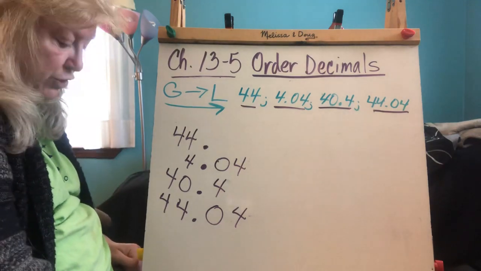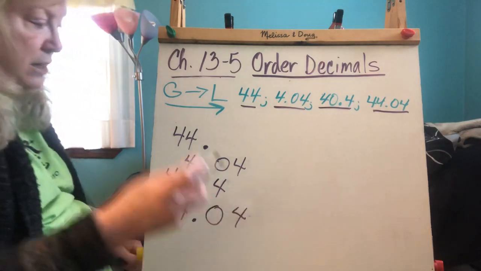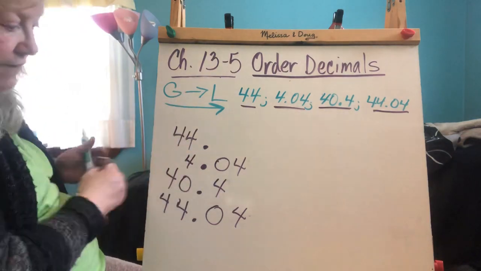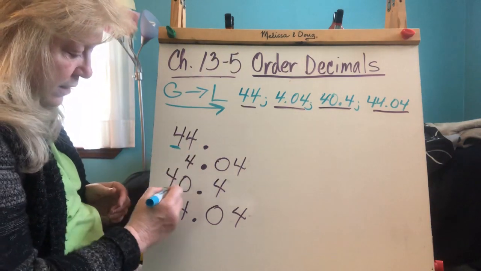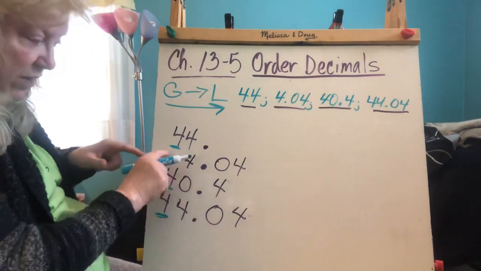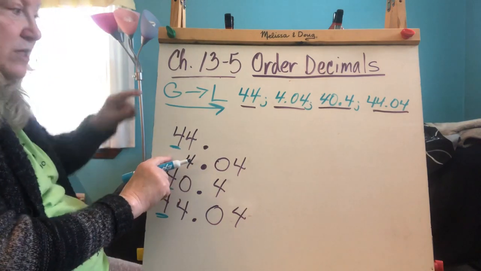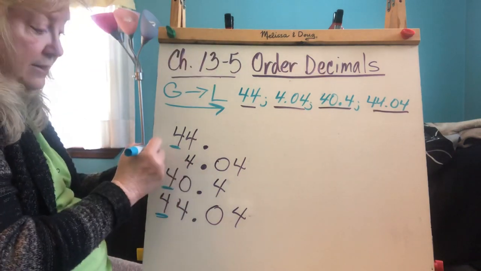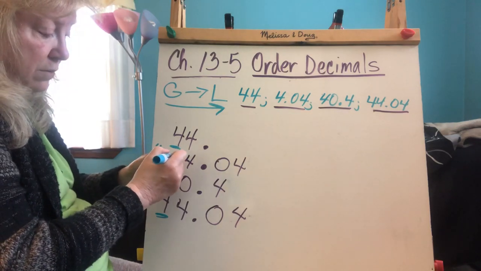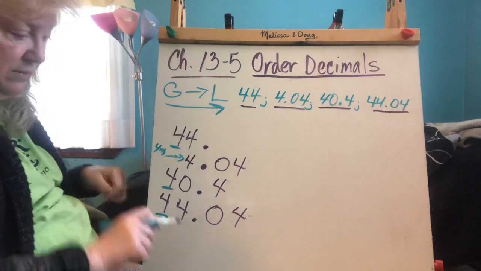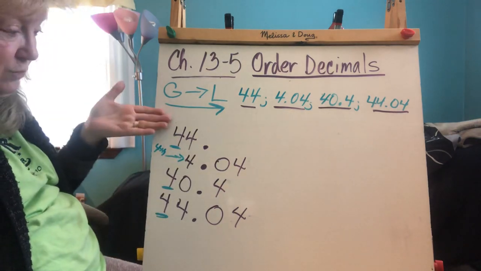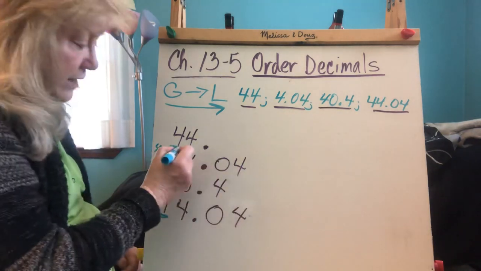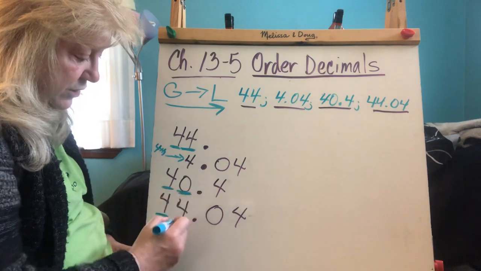Alrighty, so we're going to start in our greatest place, our greatest place to the left. So we have a 4 and a 4 and a 4, and then we have that imaginary 0 here. So since we're going from largest, greatest, to least, we know that this one's going to come last. This is going to be the fourth one right here because it doesn't have anything. It's got a zero there. But we still can't do anything with this 44 and the 40.4 and the 44.04. So we go to the next place until we find a digit that's different.